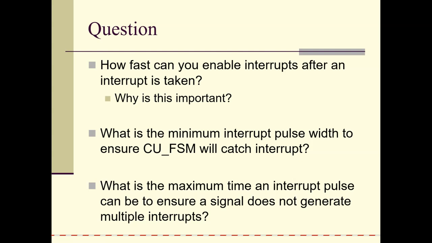Okay, so what else here? What's the minimum interrupt pulse width to ensure the FSM will catch the interrupt? And we'll see that in a second. And what's the maximum time an interrupt pulse can be to ensure the signal does not generate multiple interrupts? So let's look at these diagrams here.